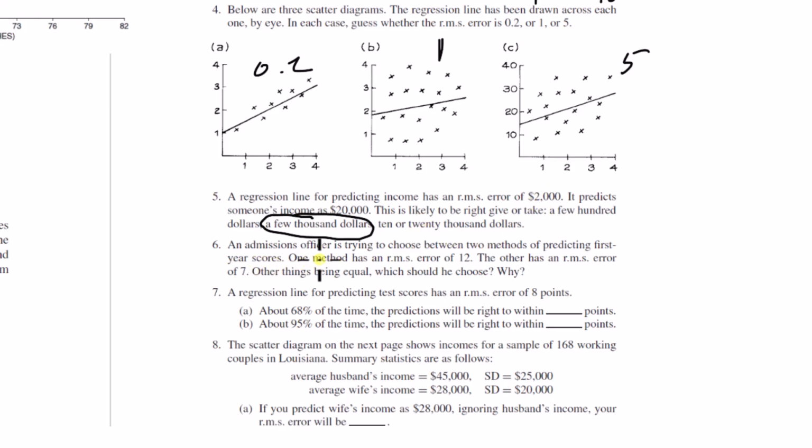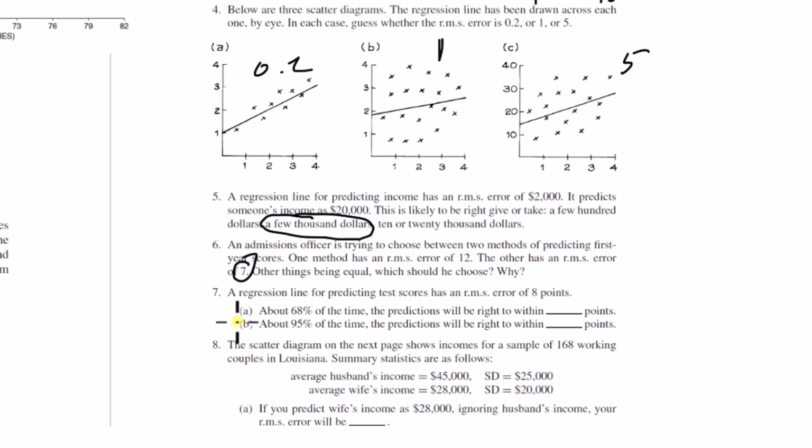An admissions officer is trying to choose between 2 methods of predicting first-year scores. One method has an RMS error of 12. The other has an RMS error of 7. All things being equal, which should you choose? 7. It depends on the circumstance, but all things being equal, why wouldn't you want a lower RMS error? In general, why wouldn't you rather have a more accurate prediction?